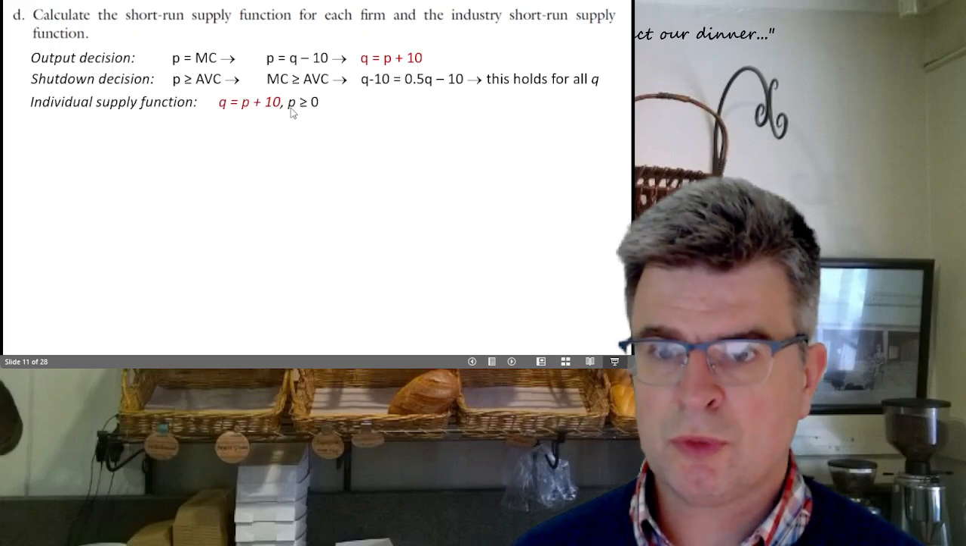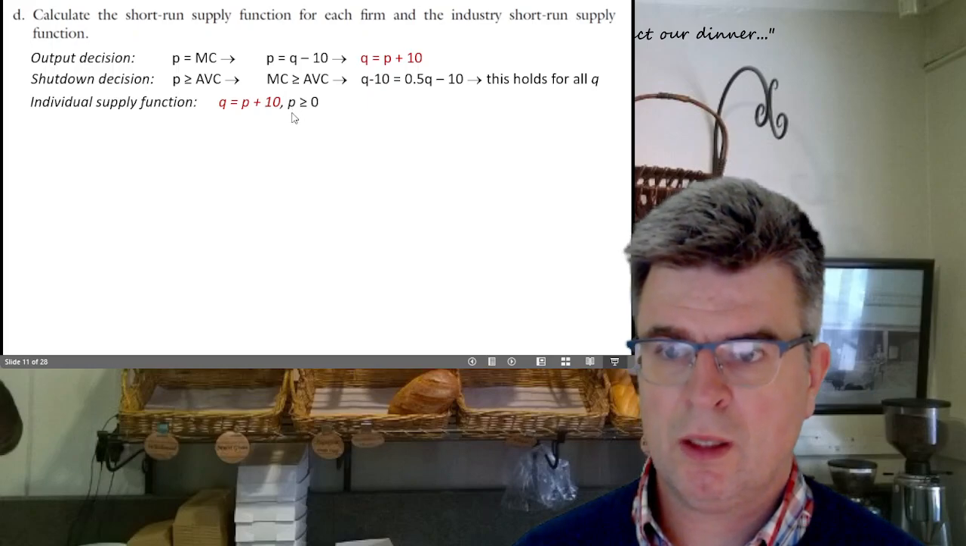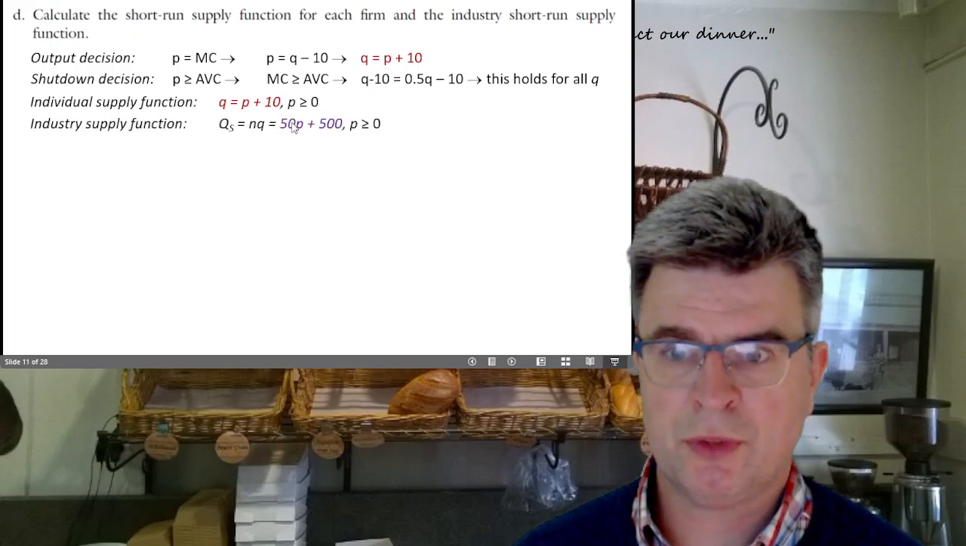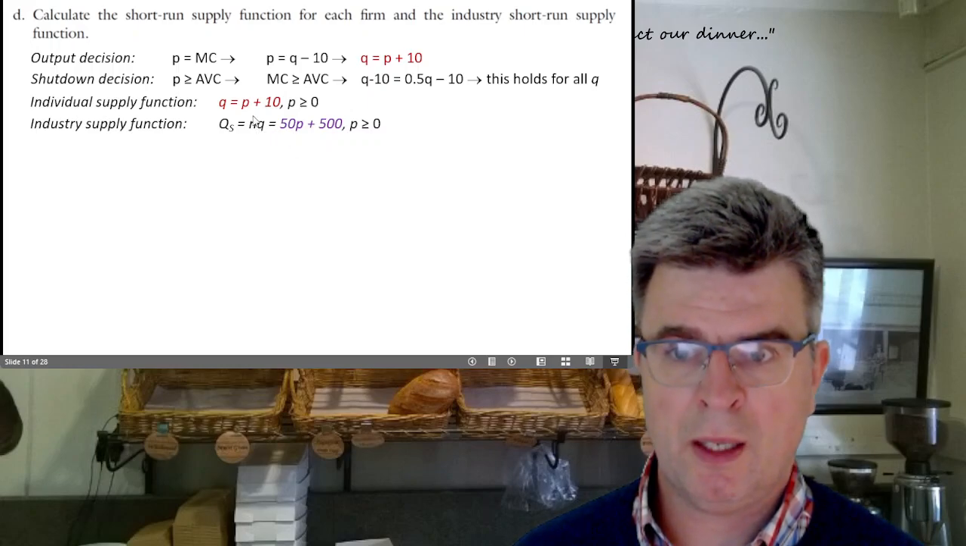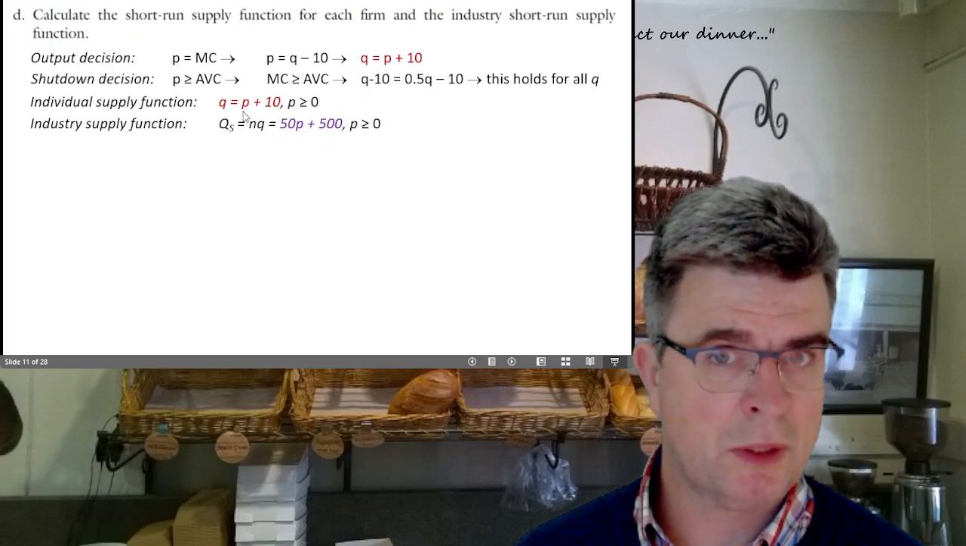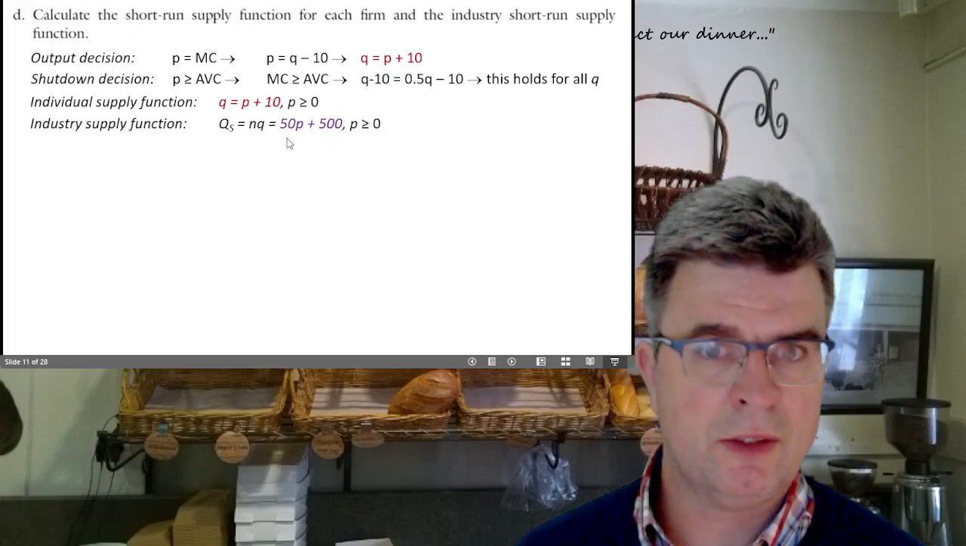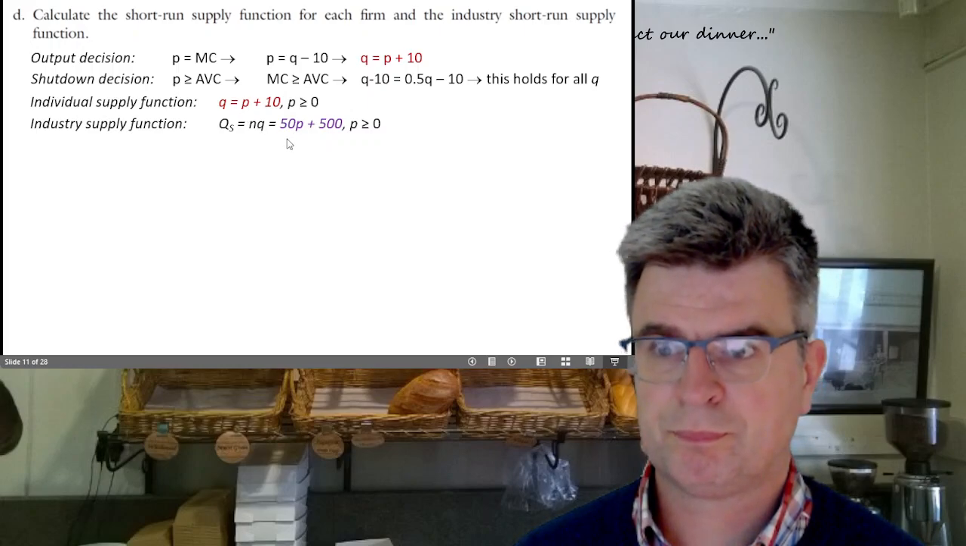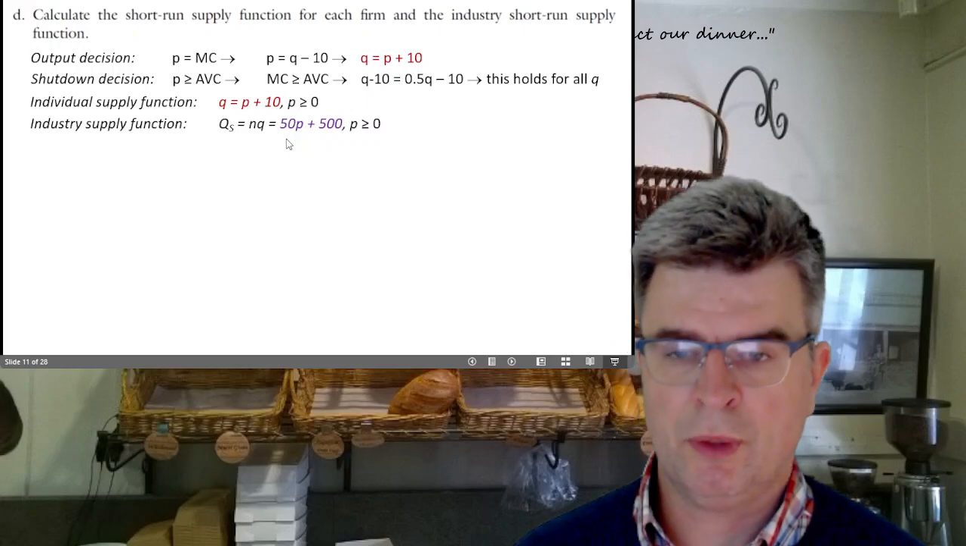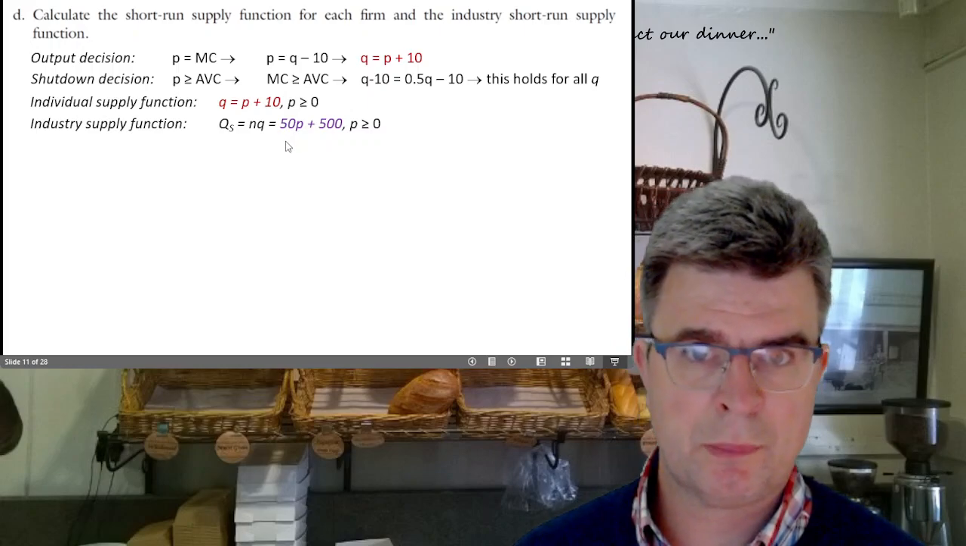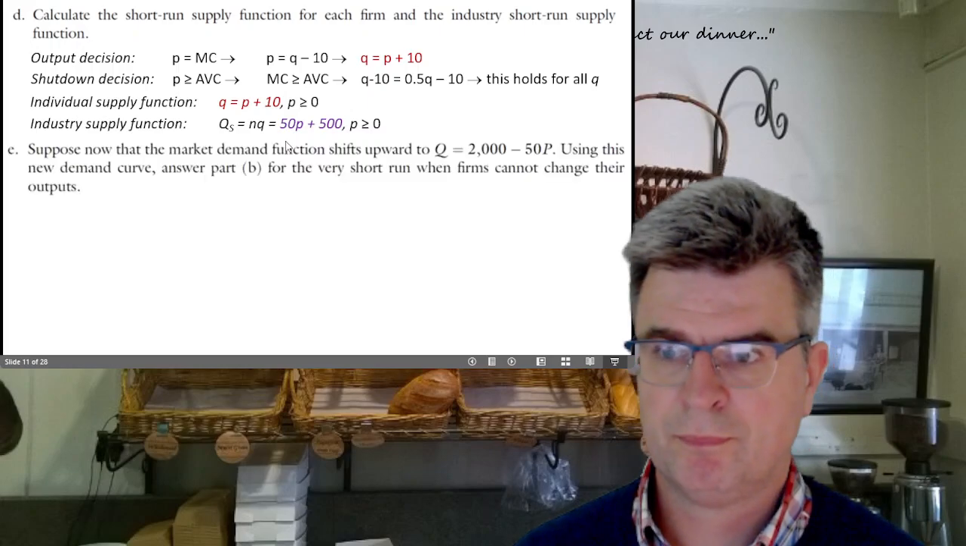So this is the individual supply function, and for the industry supply function, in total we have 50 firms, so we multiply the individual supply by 50 and we get the industry supply function in the short run. In the short run, the number of firms cannot adjust.